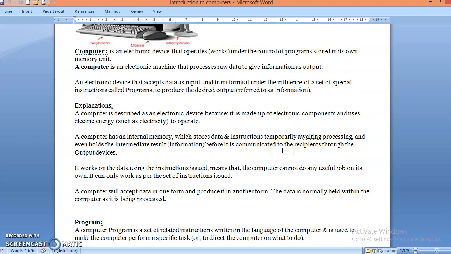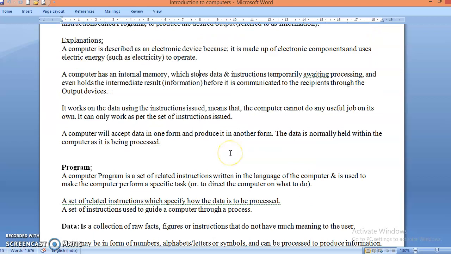All the users who are working on the computer get the information about the computer's working and the processing that it has done through output devices. Like, if the user wants to see something that has been processed by a computer, it can be seen on output devices such as a monitor or a printer. It works on data using the instructions issued, which means that a computer cannot do any useful job on its own. It can only work as per the set of instructions issued.